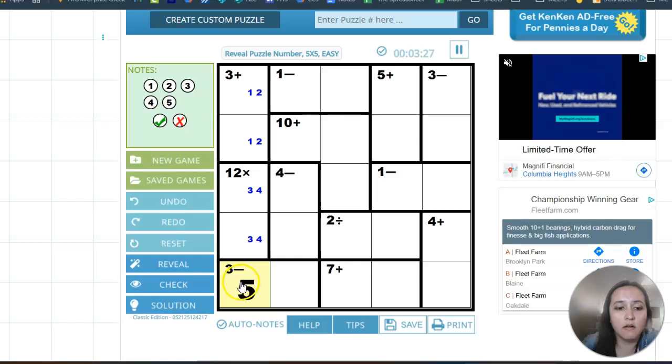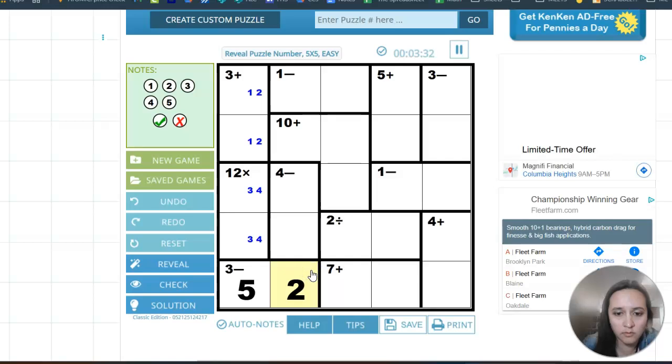And then I know 5 take away something is going to leave me with 3, so I know that's a 2. For 7 plus, it could be 1 plus 6, but right, we can only go up to 5. It could be 2 plus 5, but I've already used 2 and 5 in this row, so it has to be 3 and 4. I don't know which one's a 3 and which one's a 4. I'm going to mark it just so I know that it's potentially one of those guys. But then again, in this bottom row, I've got the 2, 3, 4, 5 covered, which means this guy has to be a 1.